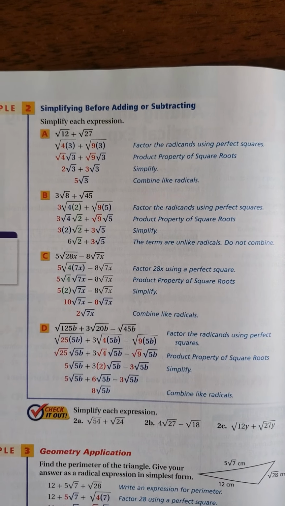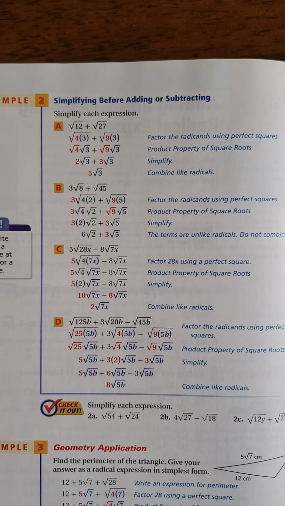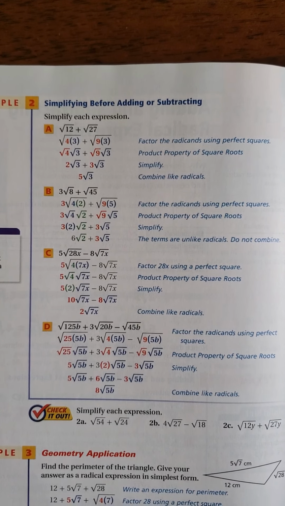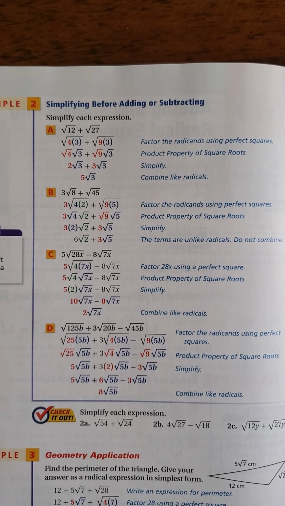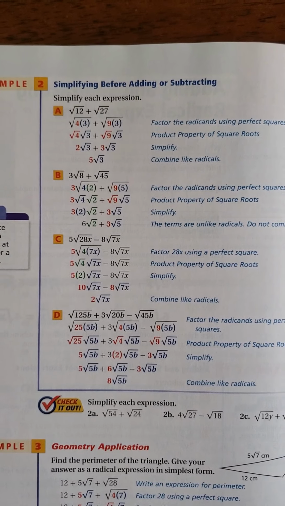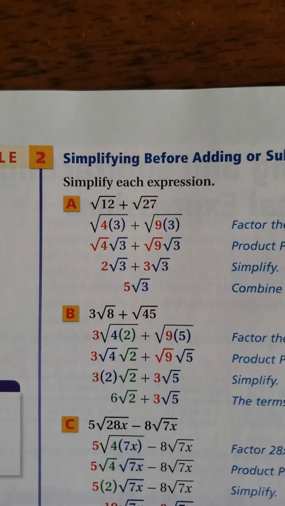So I'm now on page 836. Page 836, example 2, and there's 4 of these. So these are what we're going to take a look at. Make sure you read the explanations off to the side if there's a step you don't understand. So I want to add the square root of 12 plus the square root of 27 in example A.